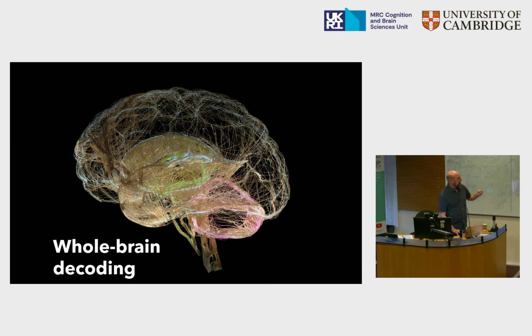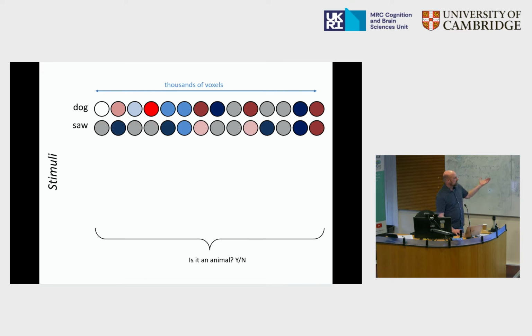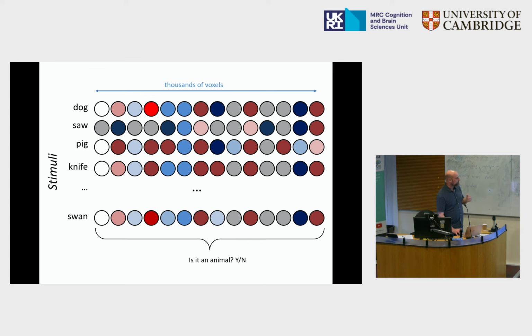Imagine we put you in the scanner and we have you, let's say, look at words denoting concrete objects. Maybe you see the word dog. When you see the word dog, you get some pattern of measured BOLD response at every voxel in your brain. So maybe 10,000 locations across the cortex or so. You're getting an estimate of that BOLD change. Each voxel here is represented by a circle, and the color of the circle is telling you, have I increased or decreased my BOLD relative to rest? Okay. Now I see the word saw, I get some pattern. The word pig, I get some pattern. The word knife, and so on.